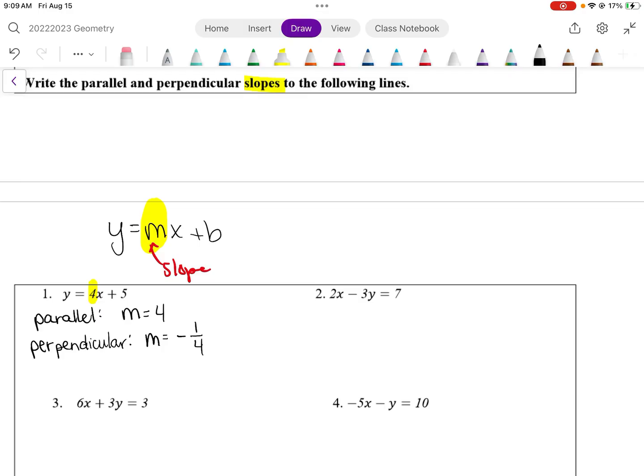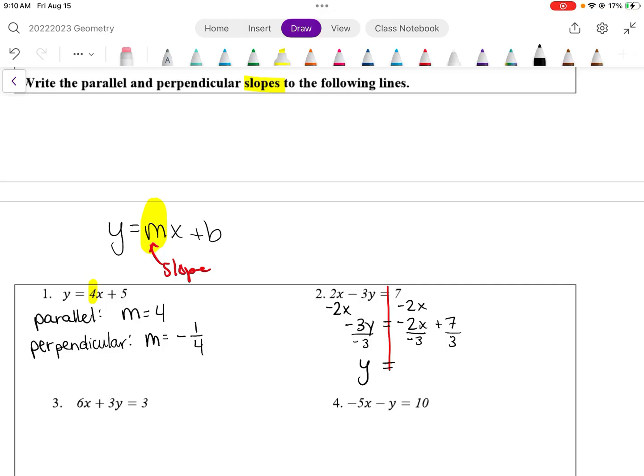All right, number 2, we have 2x minus 3y equals 7. This is actually in that standard form. It's a little bit harder to tell the slope from standard form, so we want to take number 2 and put it into slope-intercept form. This is from the previous video if you need to go back and watch it. But basically what you do is you just isolate y. You get y by itself. So if I want to get y by itself, that means if it's not a y, it needs to go over to the right side. So I have negative 3y equals negative 2x plus 7.